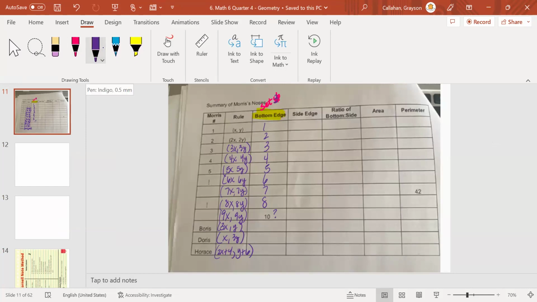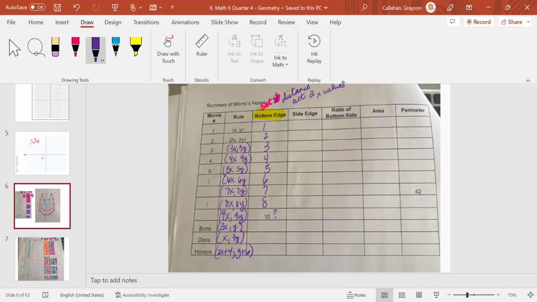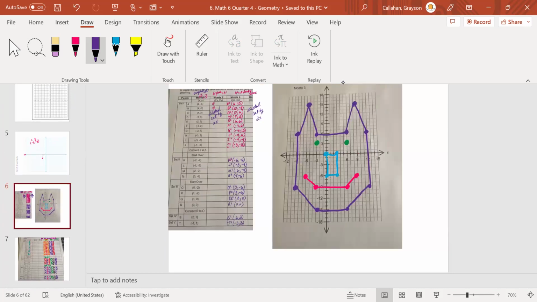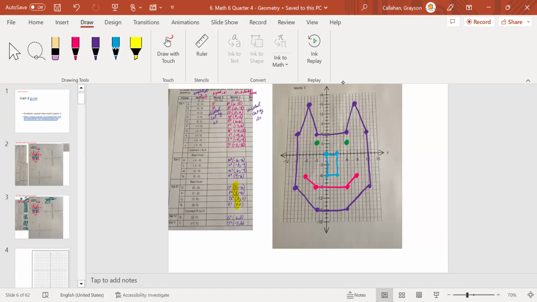For set 3, it's going to be the distance between the two x values. Do you agree with that? So look at set 3 for Morris 3, between 0 and 3, 3 and 0. Do you see that? So that's 3. That will make sense.